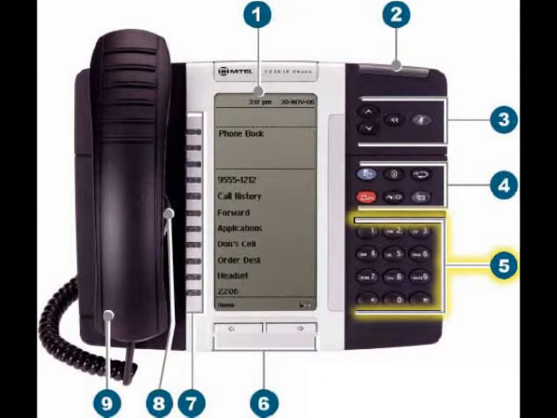Here we have the keypad. We obviously use the keypad to dial phone numbers, but we also use the keypad to spell out the name of the last person when we're in the company directory. So we simply spell out the last name by using the letters printed on the keys.